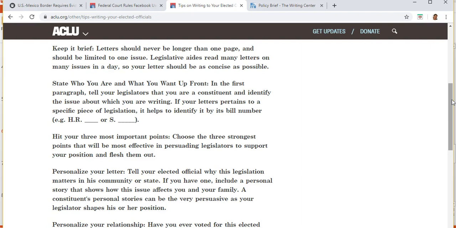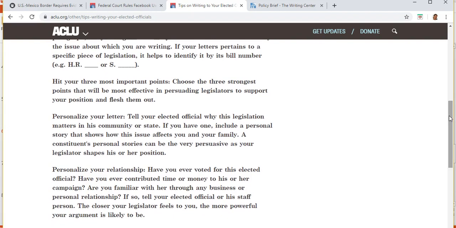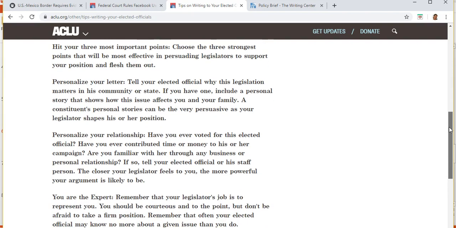Express why it is that you find this particular issue that you're writing about important, and be specific. They recommend hitting 3 most important points. So choose the 3 strongest points that will be most effective in persuading legislators to support your position and flesh them out.